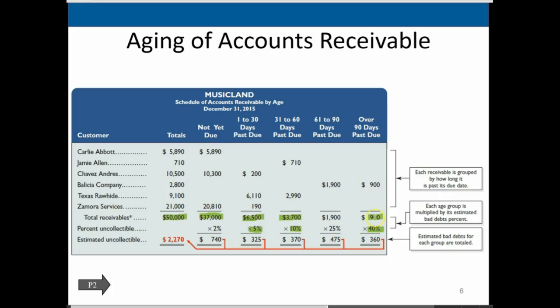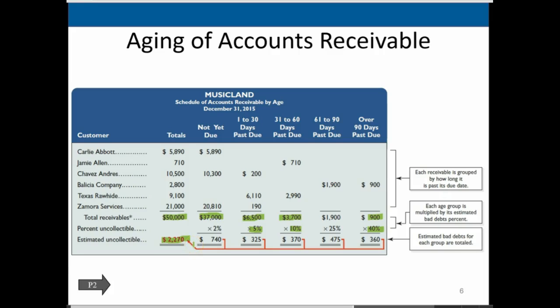So it's a bit more complicated of a calculation, but it may be an attempt to be a little more accurate, based on the history of the debt that is outstanding, and then coming up with percentages at the different levels. In this case, we'll come up with our estimated uncollectible amount.